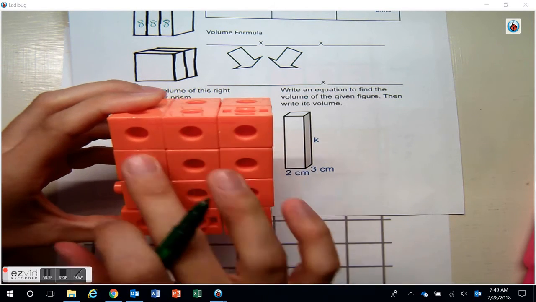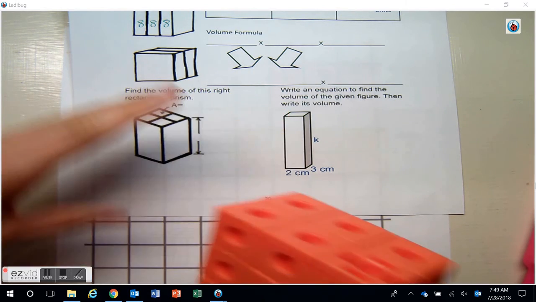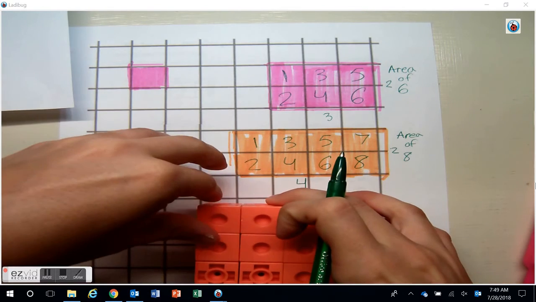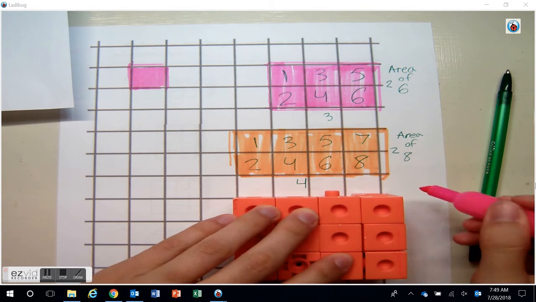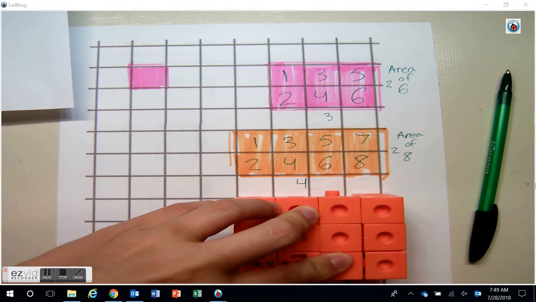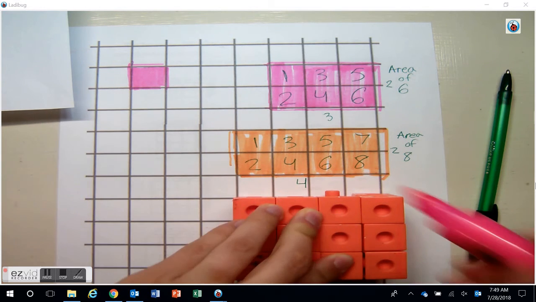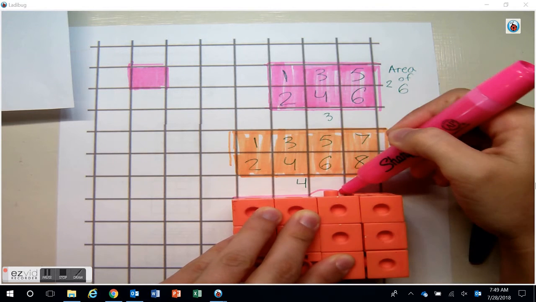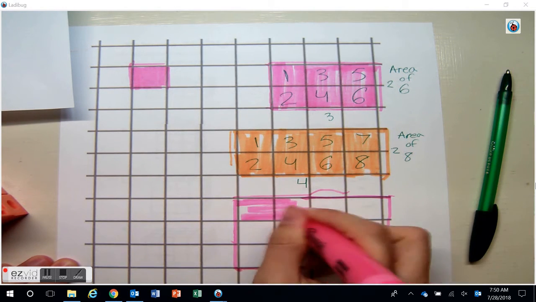So let's look at the last way to break it up. The last way to break it up, which is to break it up into these 2 layers here. And we want to know how many are in each layer. So I'm going to count the squares on this face. So let's go ahead and trace that so it's easy for us to see.